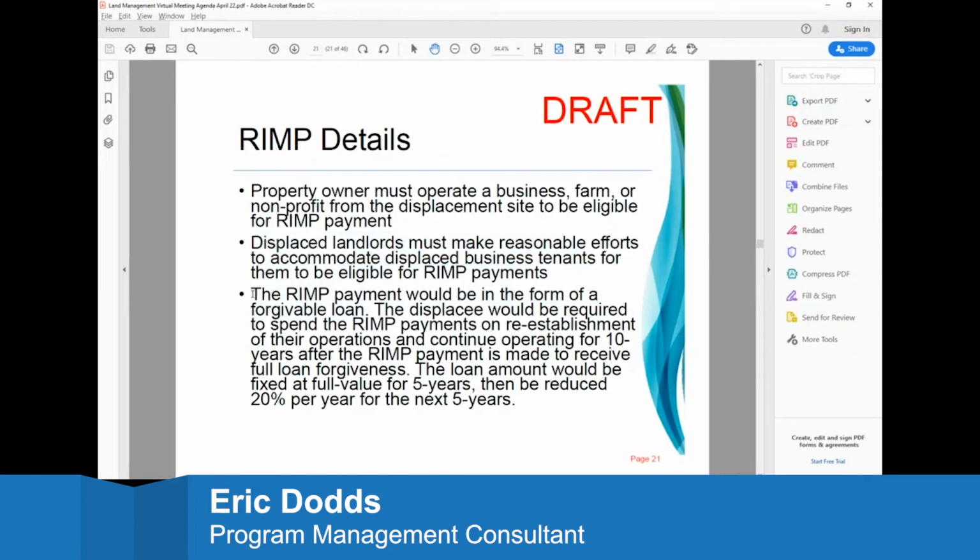And then one other provision here that we think is important, recognizing that we are using taxpayer dollars to help rebuild these farmsteads or businesses. What we're proposing is that we would have a forgivable loan component. And this suggestion here is that it would be a 10-year period, and the loan amount would be fixed at full value for the first 5 years, and then reduced at 20% per year for the next 5 years.